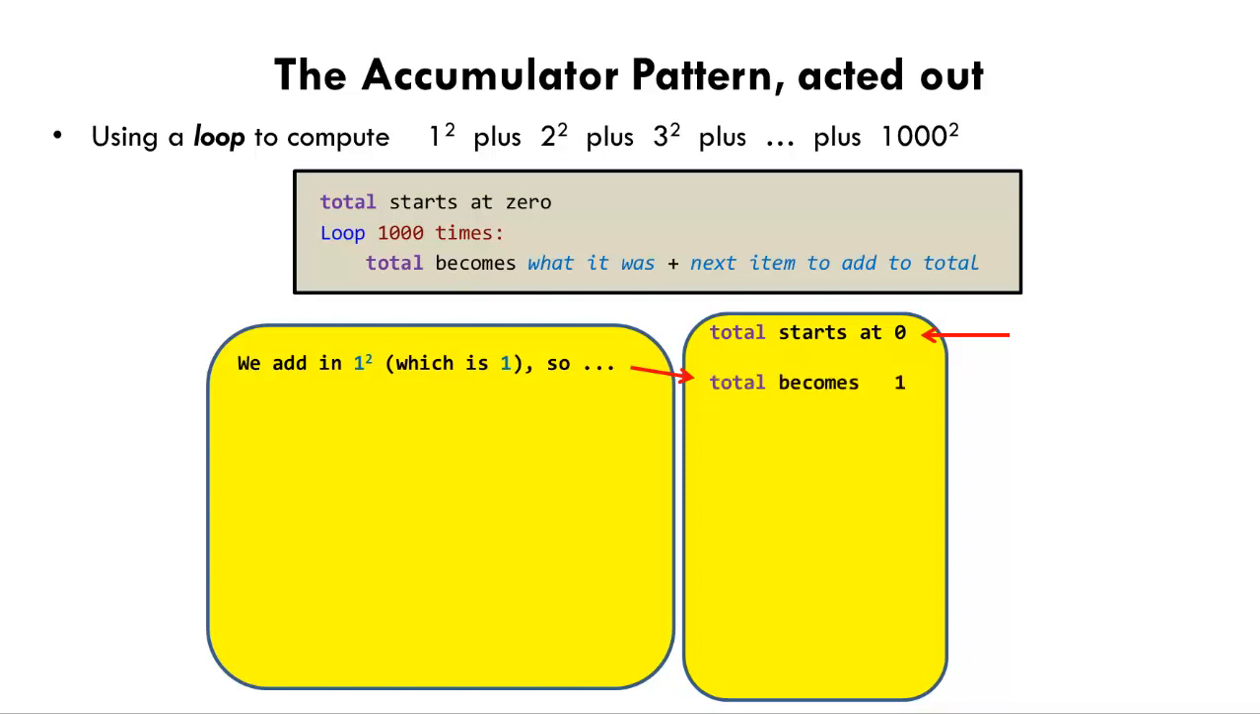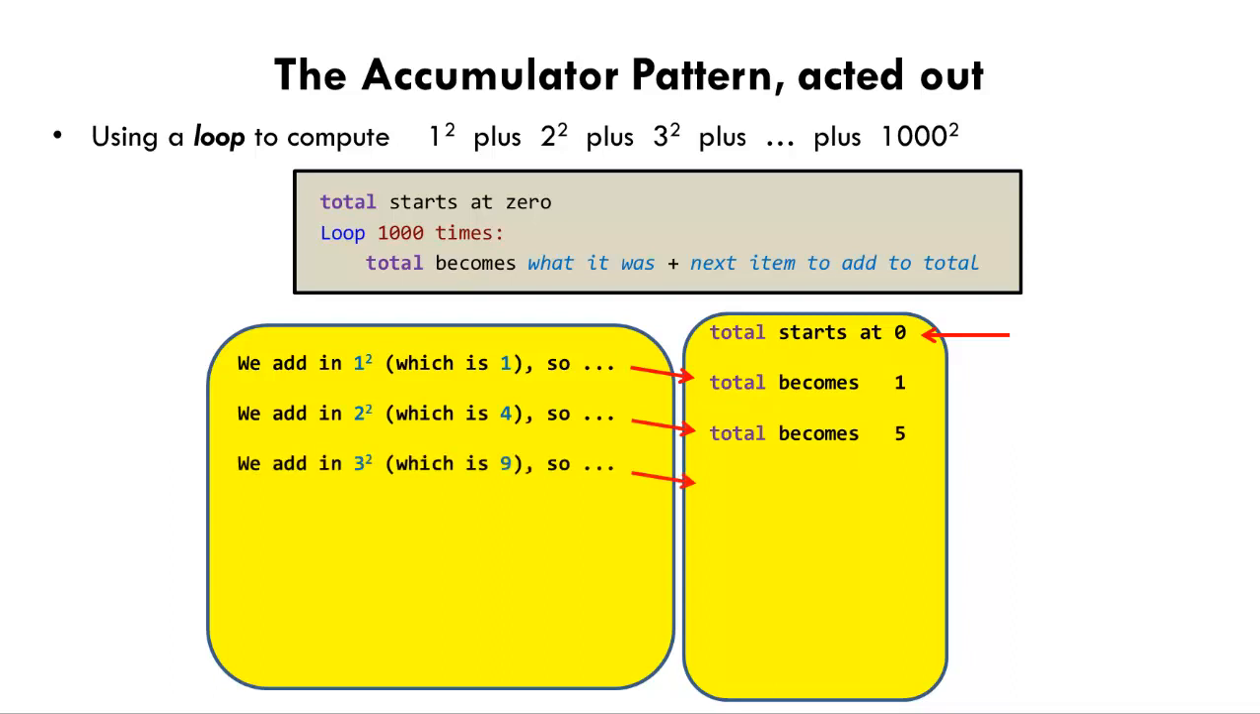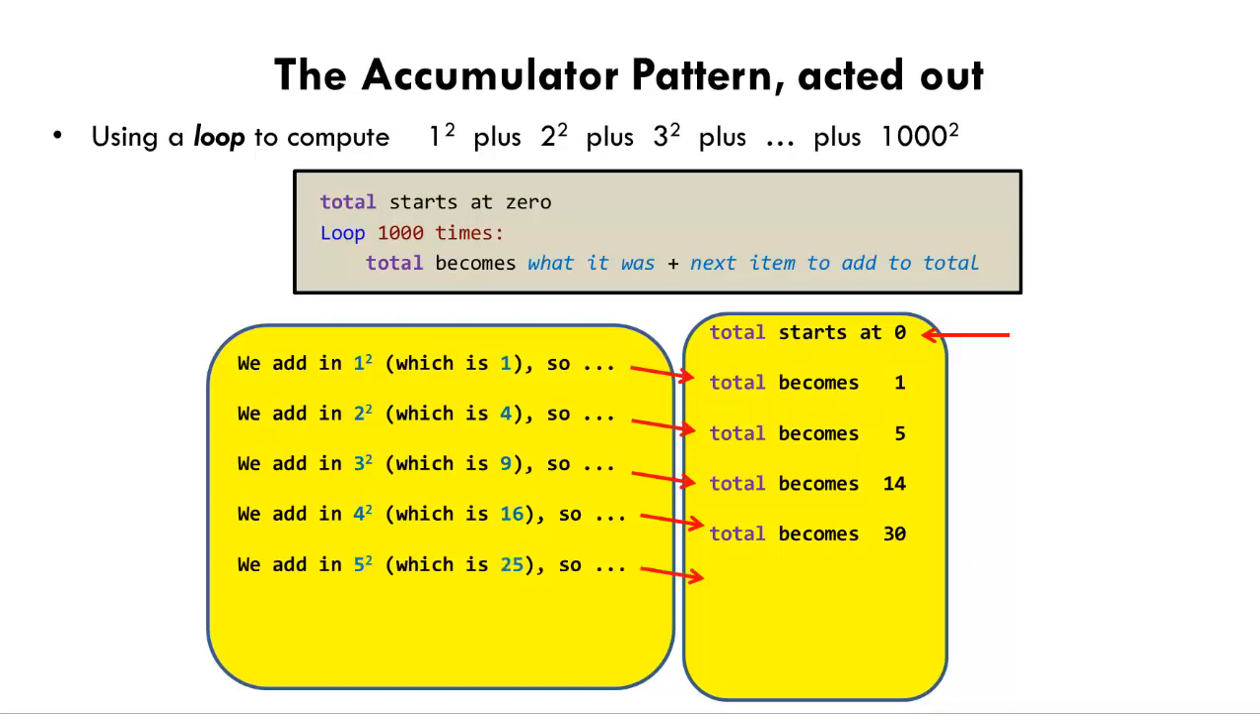Then we add in 2 squared, which is 4, so our total becomes 1 plus 4, which is 5. Then we add in 3 squared, which is 9, so our total becomes 5 plus 9, which is 14. Then we add in 4 squared, which is 16, so our total becomes 14 plus 16, which is 30. Then we add in 5 squared, which is 25, so our total becomes 30 plus 25, which is 55.